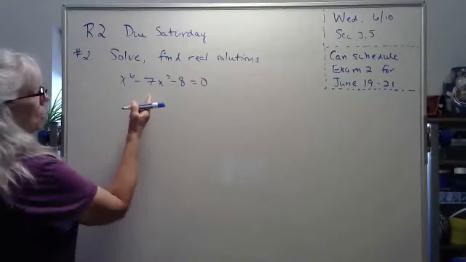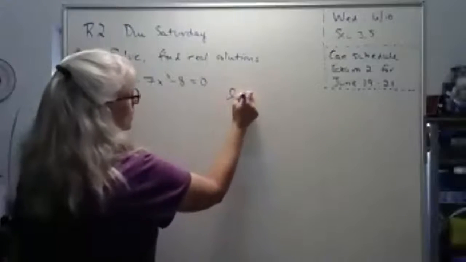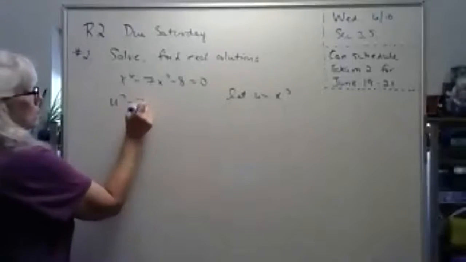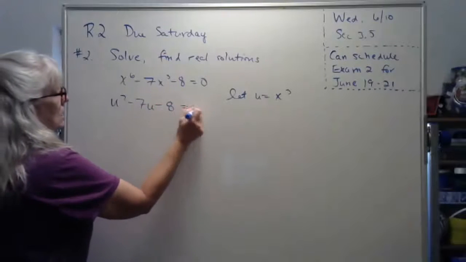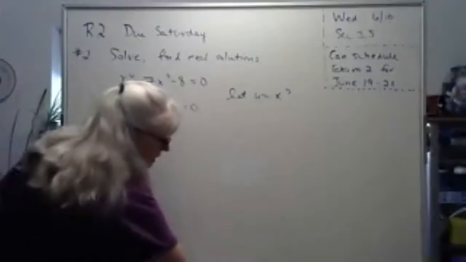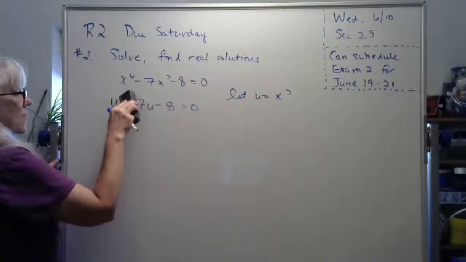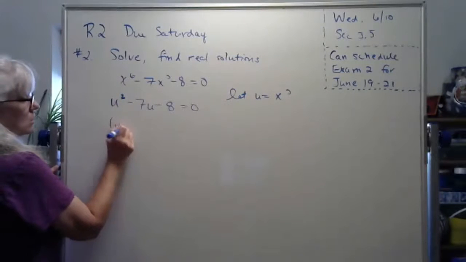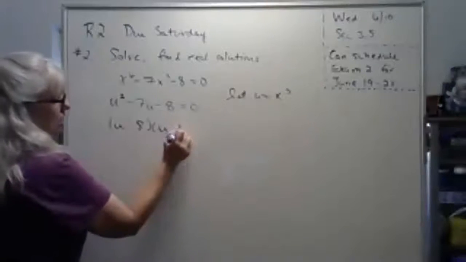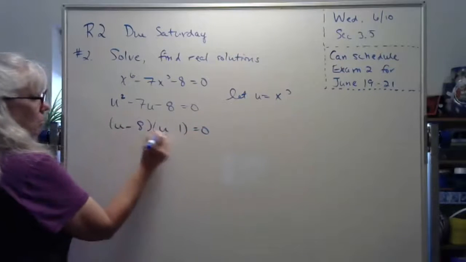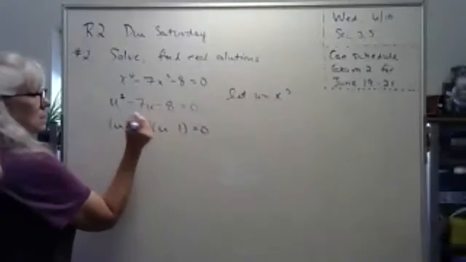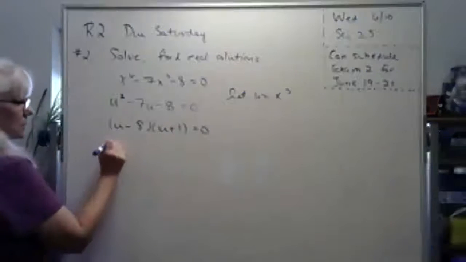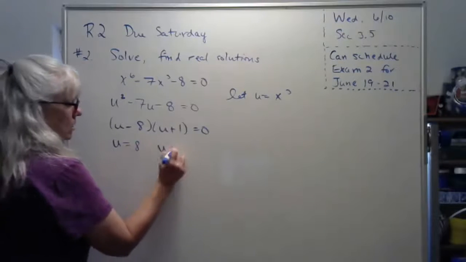So what we're going to do is a substitution. We're going to let u equal x cubed, so that you end up with u squared minus 7u minus 8 equal to 0. And then it factors fairly easily, which is nice. Factors of 8 that are going to subtract to 7 would be 8 and 1. So u with an 8, u with a 1. Because we're subtracting to get to the middle term, the bigger factor takes the negative, the smaller factor gets the opposite. So u equals 8, u equals negative 1.